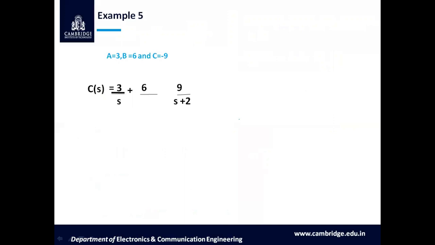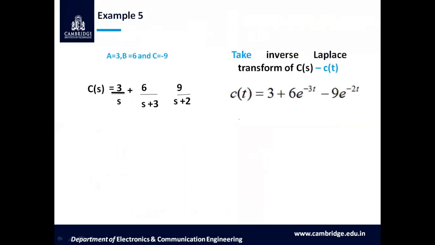Now let us substitute for A, B and C in C of s. So now we can obtain C of s is equal to 3 by s plus 6 divided by (s plus 3) minus 9 divided by (s plus 2). Now the procedure is very clear. I have to just take the inverse Laplace transform of C of s, and I can obtain C of t. We know the inverse Laplace transform of 1 by s is 1, and we have a magnitude 3 here, so it will be 3.